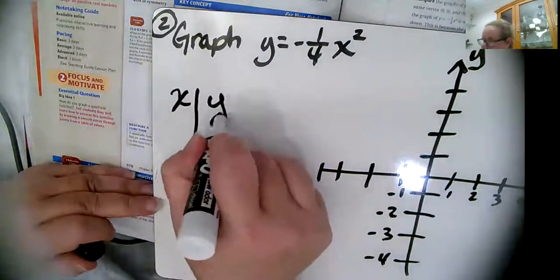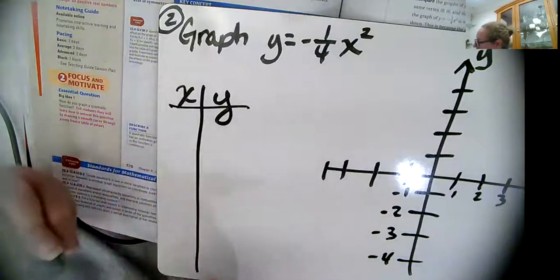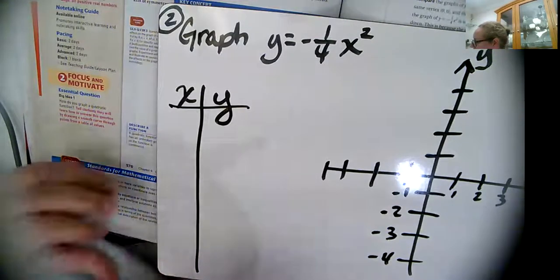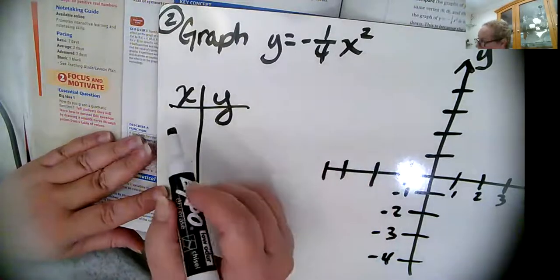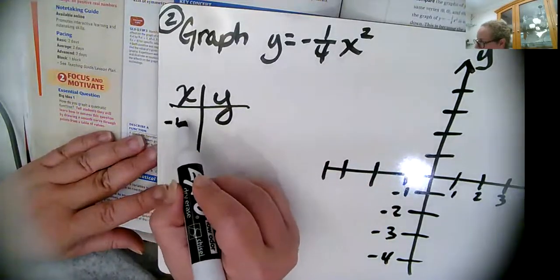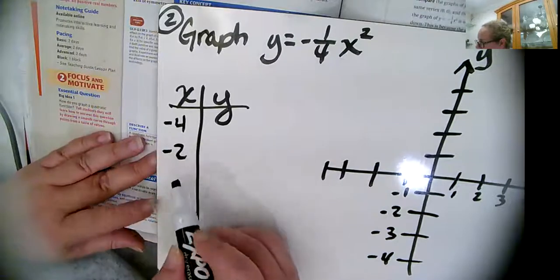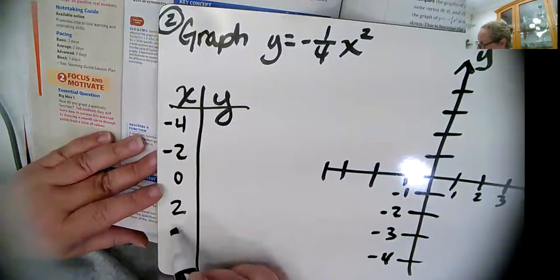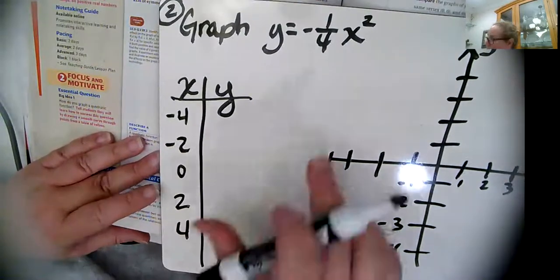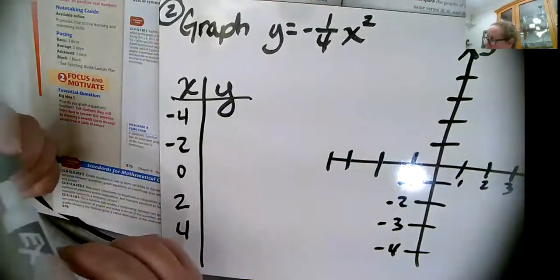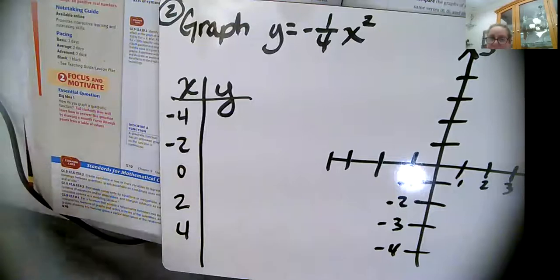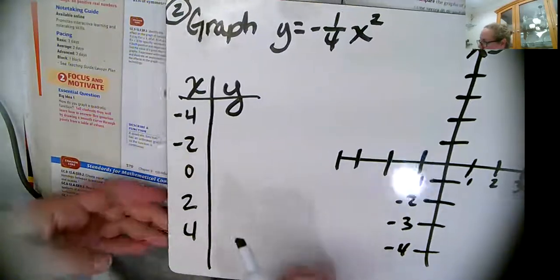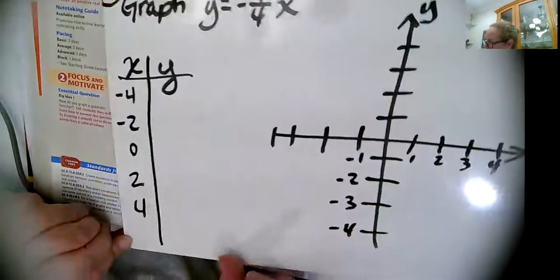X and Y. And we're going to pick points a little bit different since we're dealing with a 4. It's actually going to be easier if we pick negative 4, negative 2, 0, 2, and 4. Depending on what values you have, you can pick numbers that simplify easier than others. So now we're going to plug in our values to get our ordered pairs.